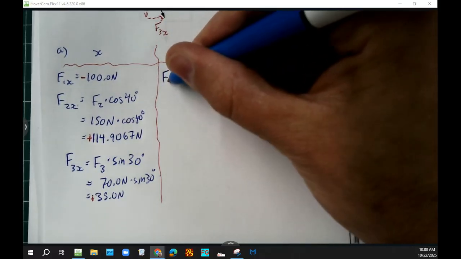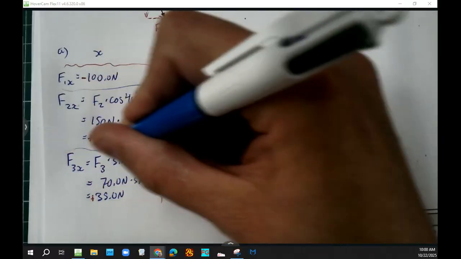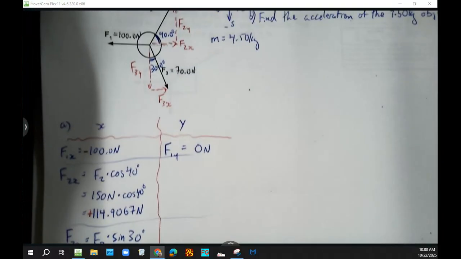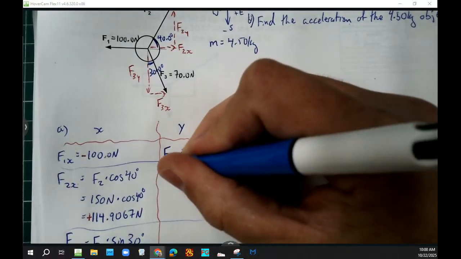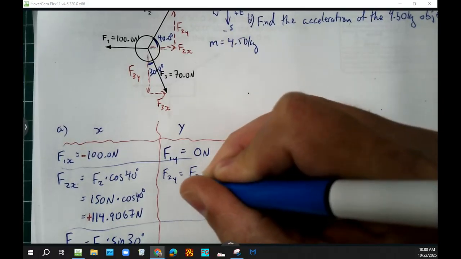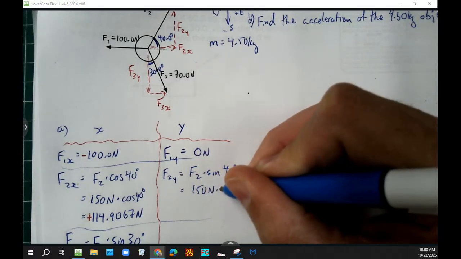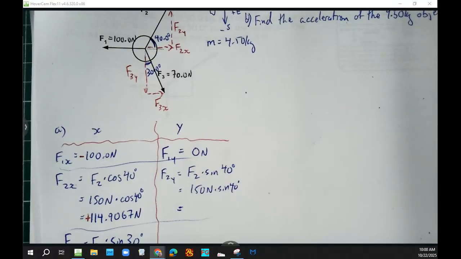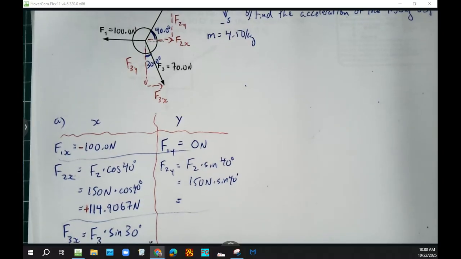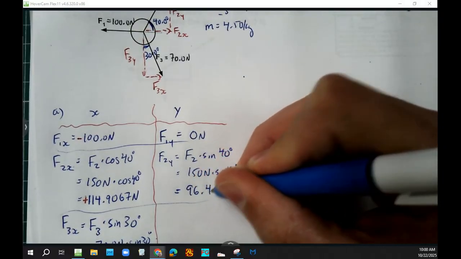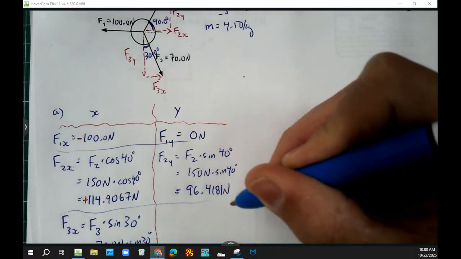Now when I go F1y, notice I'm just thinking about my y information here. That's just 0 newtons, right? There was no y component to that force. We can take a peek at the vector diagram. No y component to that force. F2y is going to be F2 times sine of 40 degrees, 150 newtons times sine 40. Again, somebody with a calculator, help this guy out. It'll be less than 100 and more than 90, I think. 96.4181. What is it? 96 point 4181. Nice. Newtons.